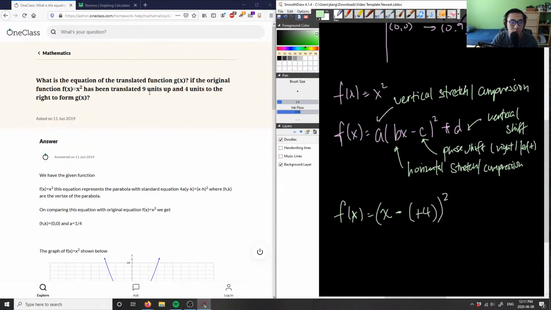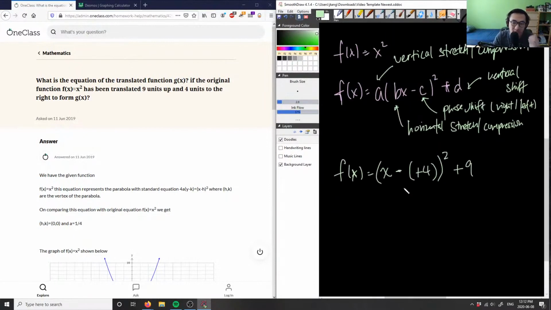And then what we can do is we're going to translate the function up, right? And as you can see, vertical shift is this d value, so we're going to move up by 9. So we're going to add 9 to it. And we could simplify this by saying f of x is going to equal (x minus 4) squared plus 9. And this here is going to be the equation of our function if our original function has been translated 9 units up and 4 units to the right. So like so here.